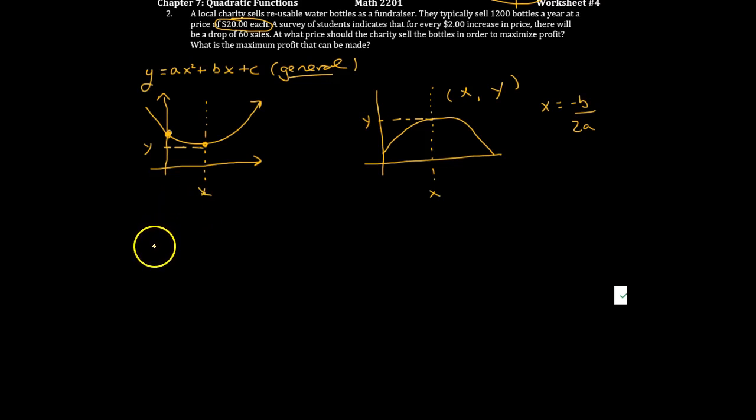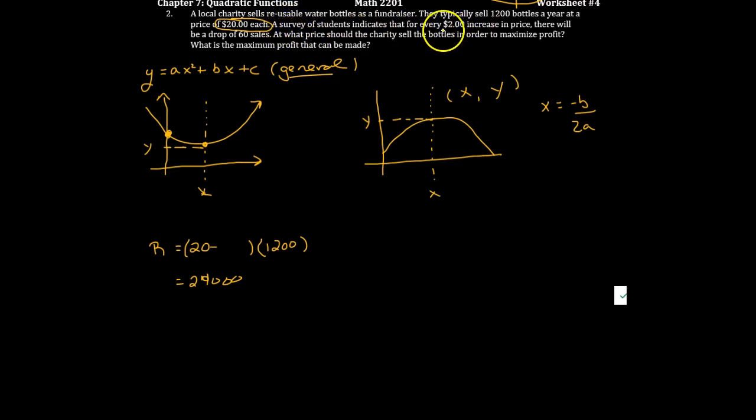Okay, so let's look for that same information again now. So for R for revenue, what's the cost? $20 for a water bottle. How many do you normally sell? 1,200. So normally they would charge $20 and end up selling 1,200 water bottles. And that will give them a revenue of $24,000.